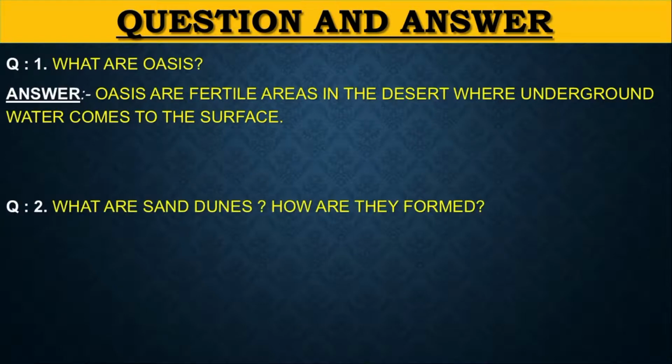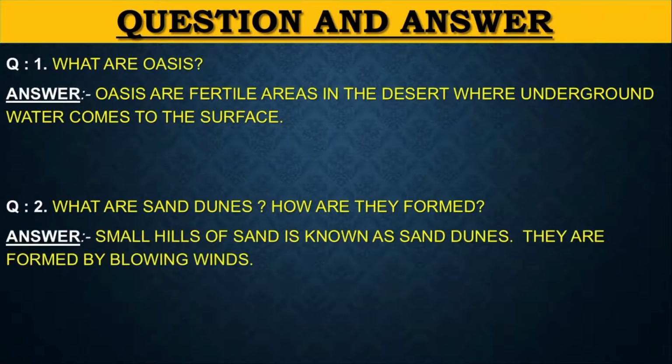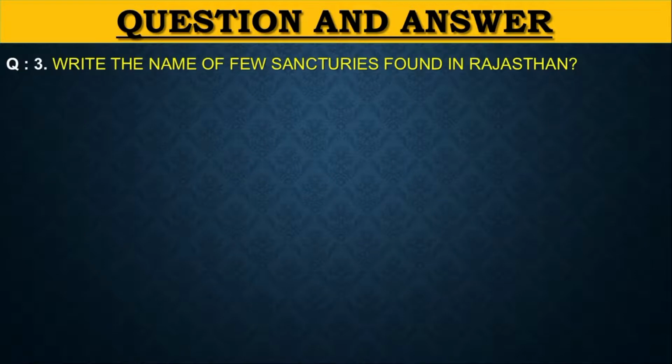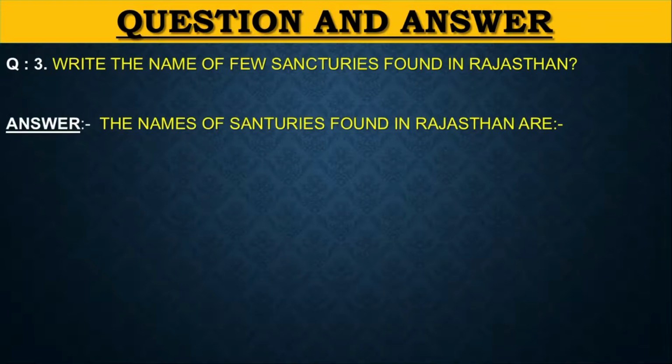Next question. What are sand dunes? How are they formed? Answer of the question is small hills of sand is known as sand dunes. They are formed by blowing winds. Next question. Write the name of few sanctuaries found in Rajasthan. Answer of the question is the name of sanctuaries found in Rajasthan are first Ranthambore, second Sariska.